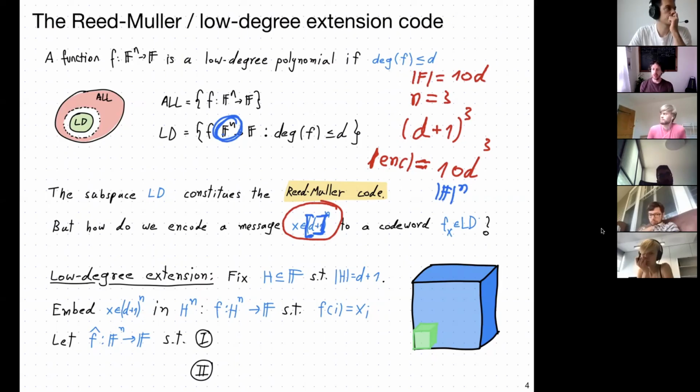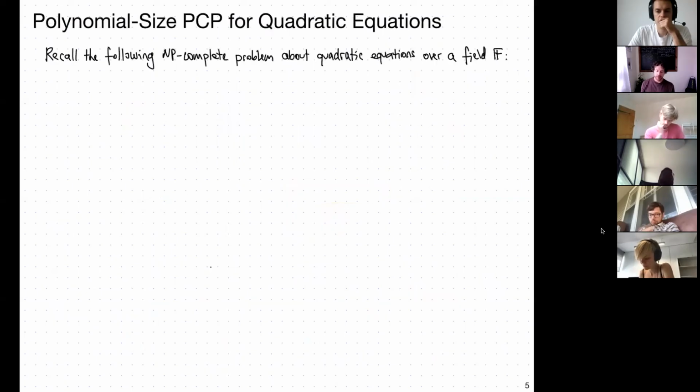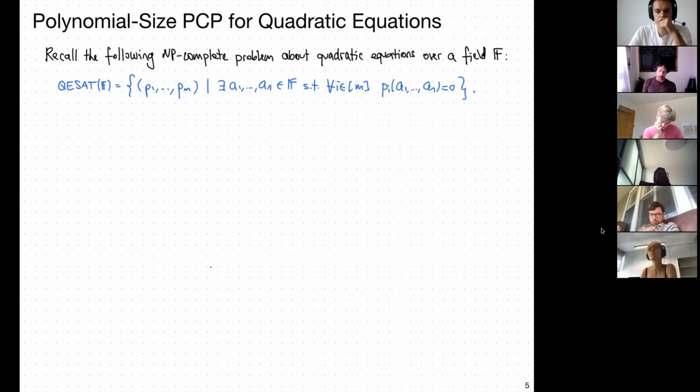So maybe we'll do the calculations and it will make it clearer. Okay, so we want to get this polynomial style PCP, and we want to get it for the exact same problem as we had before. So we define this problem of quadratic equation satisfiability, where we have m polynomials of degree 2, m different quadratic equations, and we want to ask whether there exists some assignment that makes all of these polynomials evaluate to 0 simultaneously.